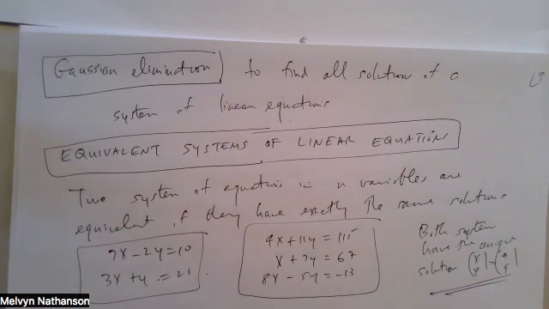Right? If you find all solutions for this system, there's just one: 4, 9. Find all solutions for this system, there's just one: 4, 9. That means the systems are equivalent. Okay.